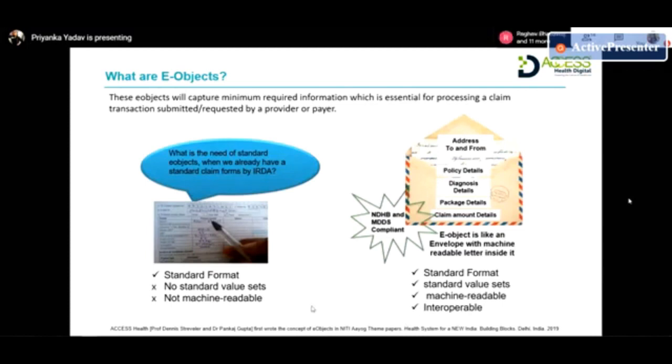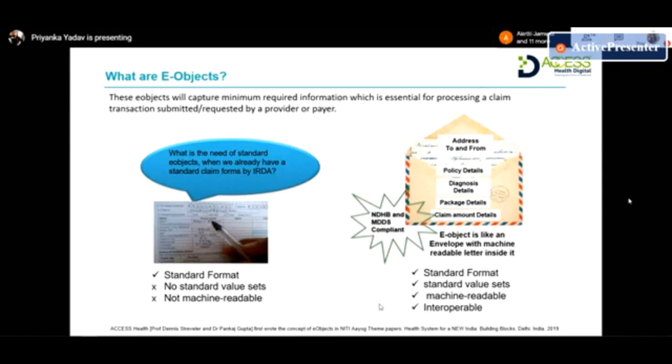So this is why these e-objects were defined, because they have standard value sets and standard elements, for example, name. The maximum size allowed for the first name is 14 characters. But another system might take a name of more than 14 characters. When these two systems want to exchange data, it won't be accepted. There will be an error because the other system doesn't have the capability to store a name longer than 14.